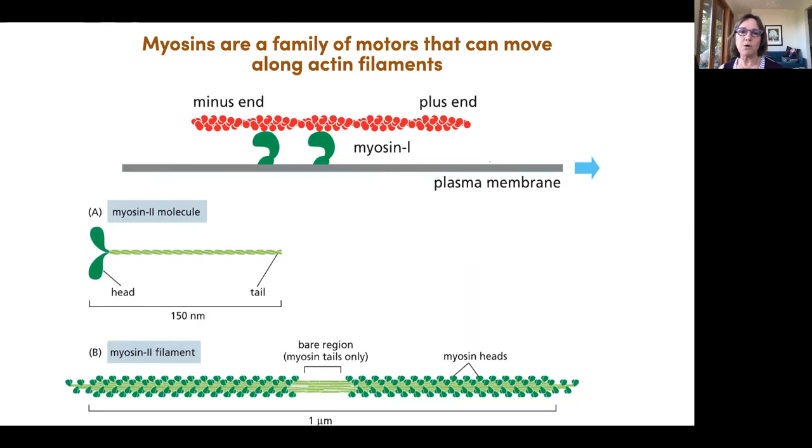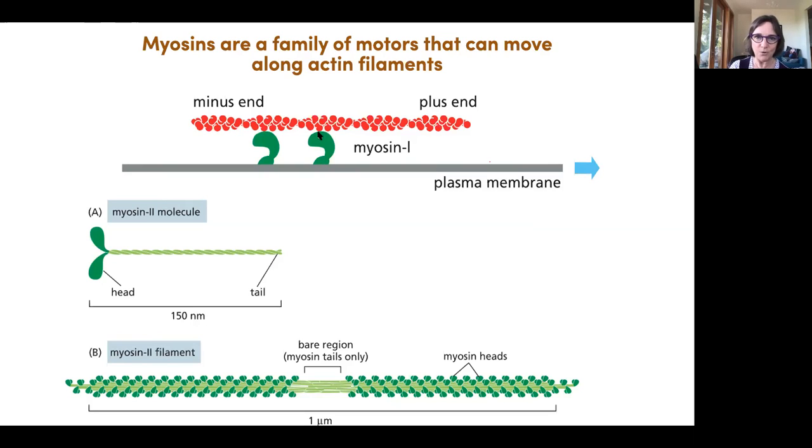Okay, and then the motors that walk along actin filaments are all related to each other, and they are members of the myosin superfamily. So these are proteins that have either one or two head domains. Well, they have one head domain, but they can dimerize to form essentially a two-headed protein. And they undergo a cycle of ATP hydrolysis that enables them to do movement.